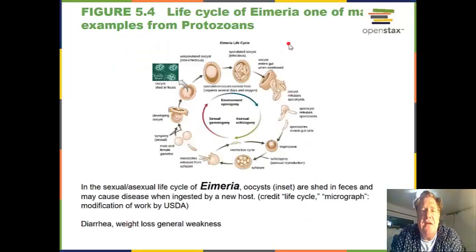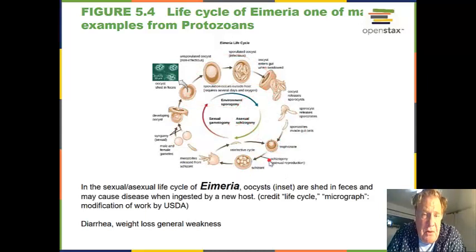The second thing we may want to know is a little bit about the life cycle. In a human being, a life cycle is whatever happens from when you are born to when you are able to reproduce. The Eimeria consists of oocysts that are shed in the feces and may cause disease when ingested by a new host. What's really interesting is that these organisms need to live in several different other organisms in order to complete their life cycle.